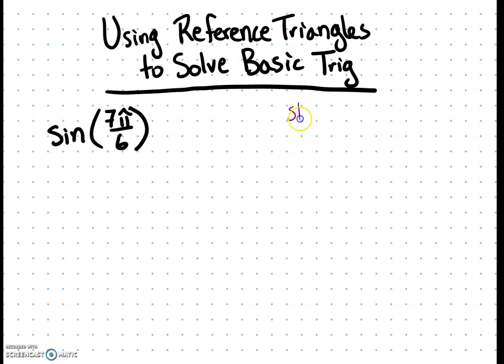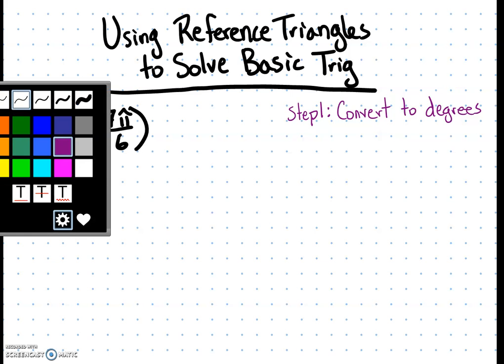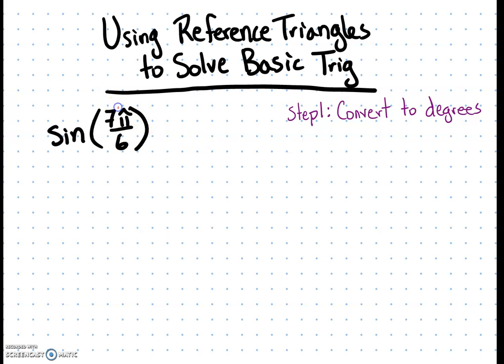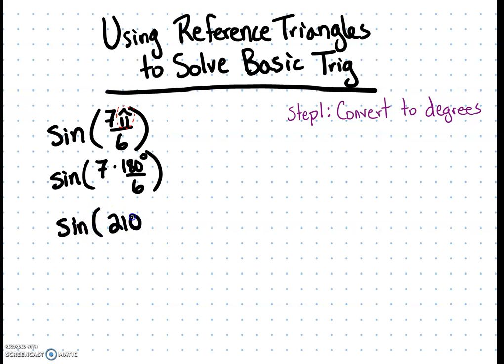And the first step that I would suggest is that you convert that to degrees. If you're comfortable using radians, keep it in radians. But for a lot of you, especially since this is your first time seeing radians, it's probably going to be easier for you to convert that into degrees. Recognize that pi is 180 degrees. So the sine of 7 pi over 6 is the same as the sine of 7 times 180 degrees over 6. 180 divided by 6 is 30. This is the same as the sine of 210 degrees.